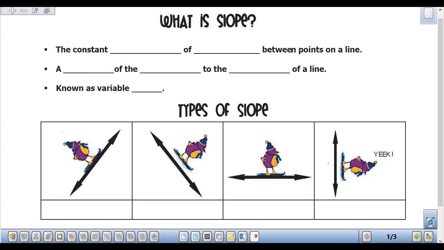So this whole entire chapter is on different forms of lines, okay? We're going to be graphing a lot of lines. We're going to be writing equations in 3 different forms, okay? This is a pretty important chapter, okay?